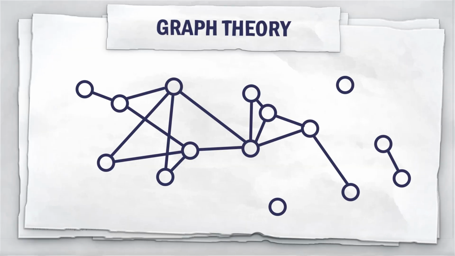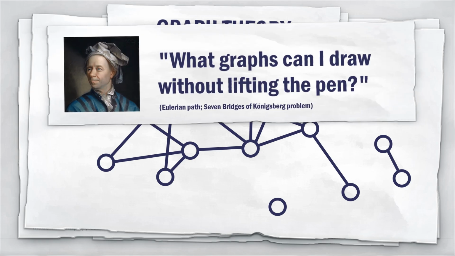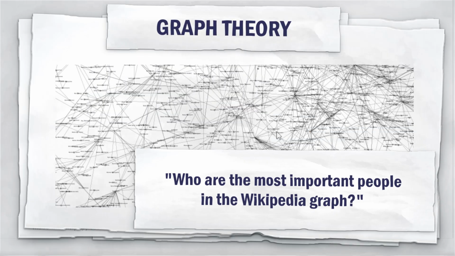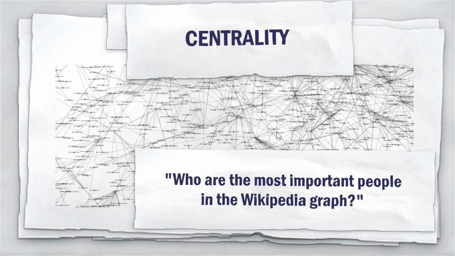Treating something as a graph is a really simple idea, but it lets you do all kinds of interesting math. You could ask, what graphs can I draw without lifting the pen? Or how do I find the shortest path between two nodes? And for my project, I was asking, who are the most important people in the Wikipedia graph? In math, it's usually called centrality. So, what are the most central nodes?